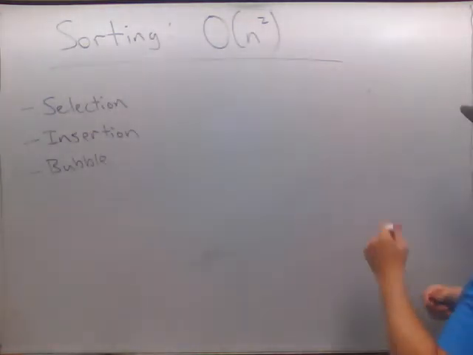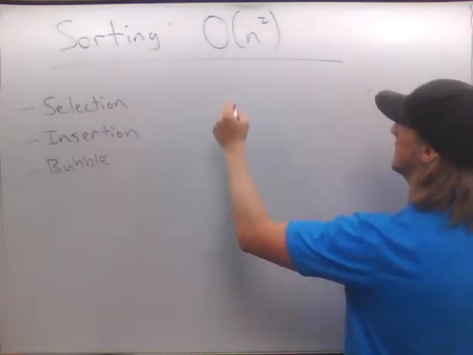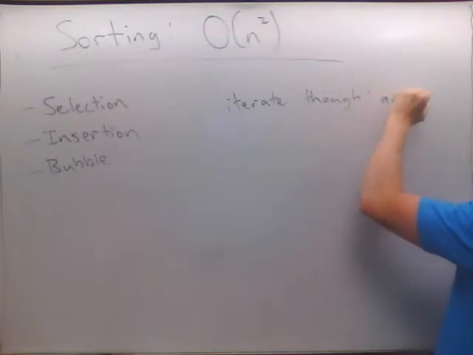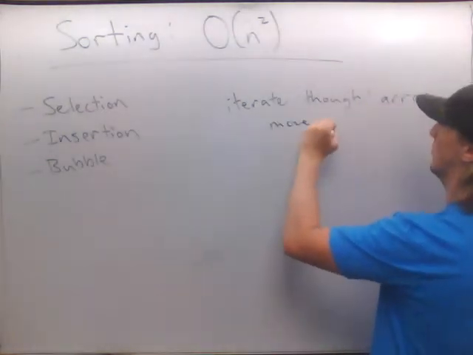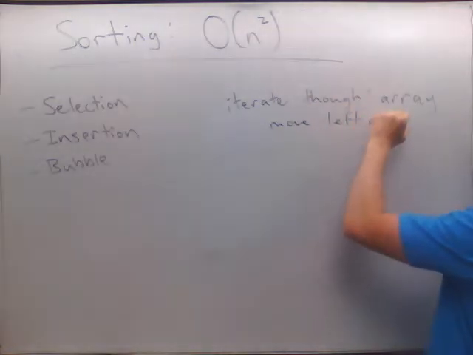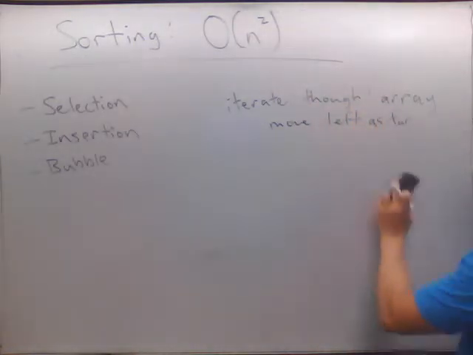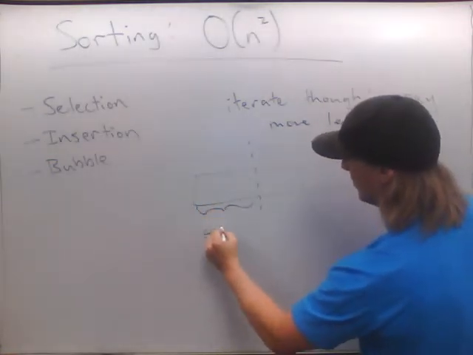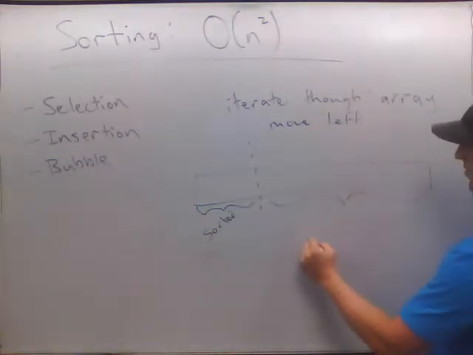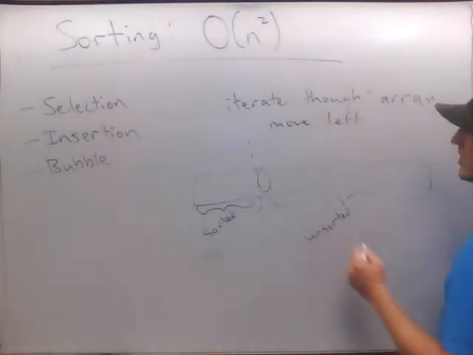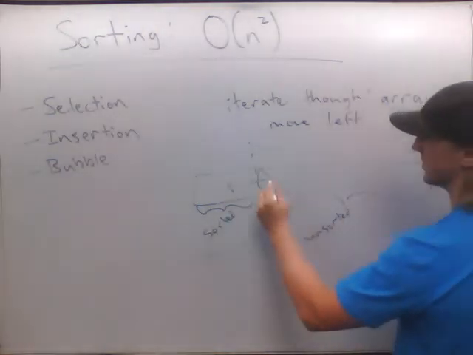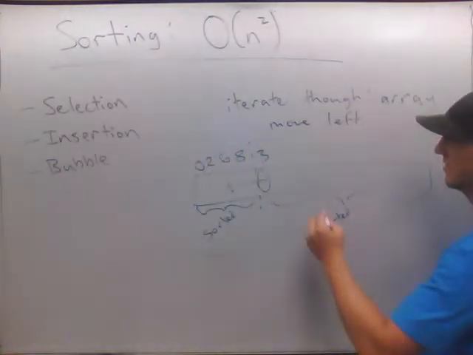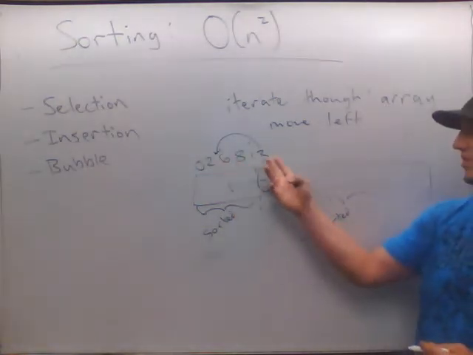Okay, insertion sort. Very, very similar. We're going to iterate through the array and move left as much as needed. So again, we're going to have an array with some section that's sorted and some section that's unsorted. We're going to take this element right here and move it left as far as possible. So if this element is a 3, and here I have 0, 2, 6, and 8, I'm going to move it to this spot here. So I'm actually going to have to shift this list down.